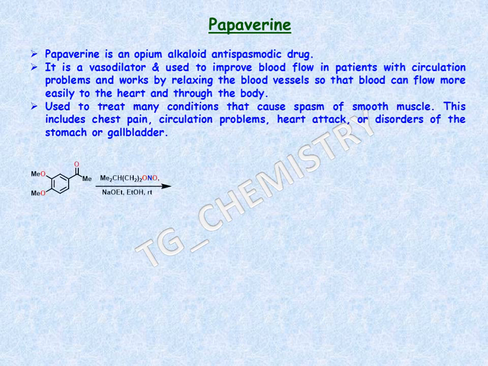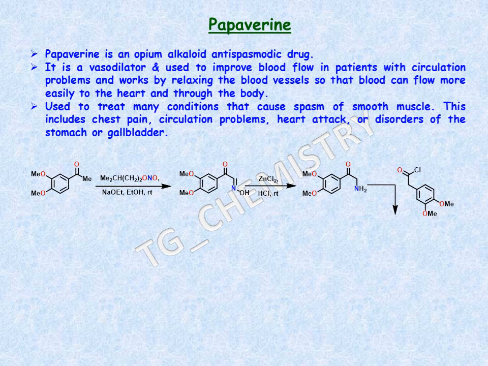Now, we will talk about the synthetic strategy. The dimethoxyacetophenone, you can see, the substrate of choice on the first, on reaction with the nitroalkane gives the oxime derivative, this one, which on subsequent reduction by means of zinc chloride will produce the amino carbonyl compound.